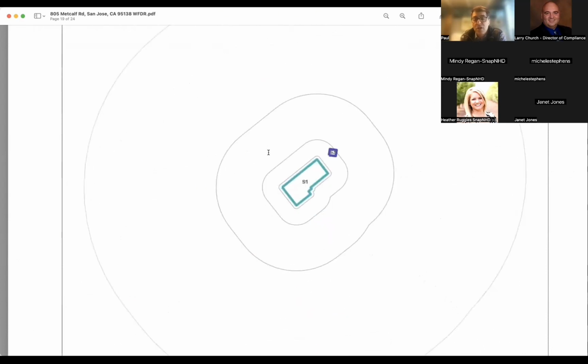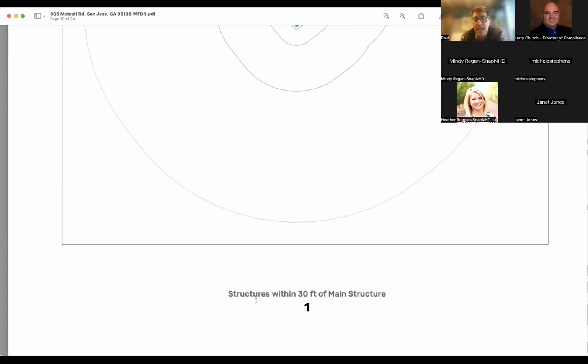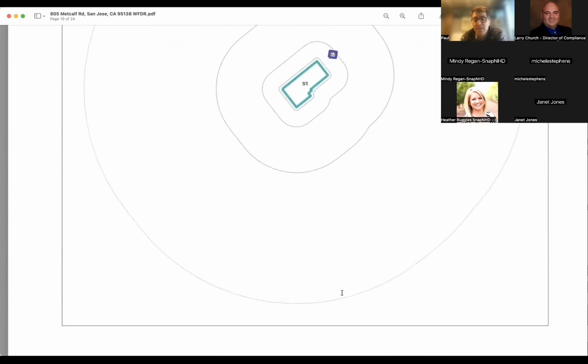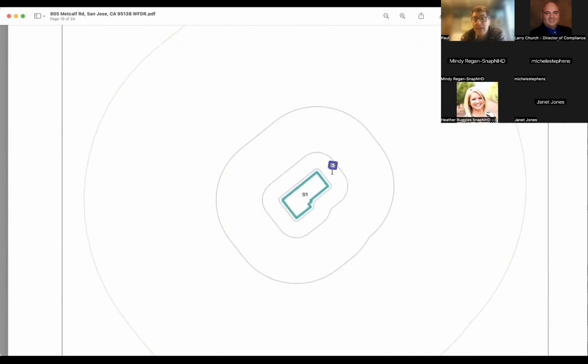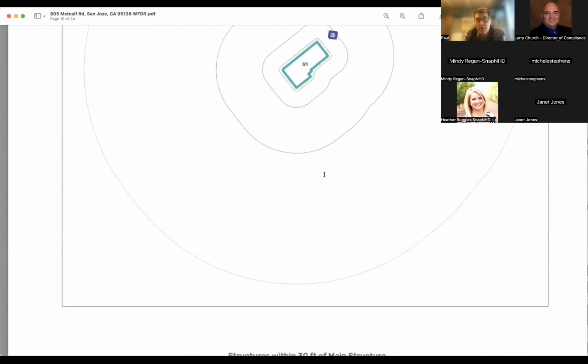Lastly, we look at structure to structure, right? And here, as the physics tell us, any structure within 30 feet represents an ignition threat, right? If that little structure were to catch on fire, it would create enough heat on the northeast corner of the house to cause ignition. So that is identified here as well.